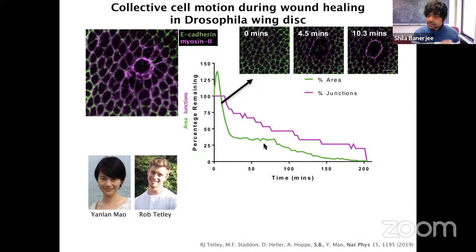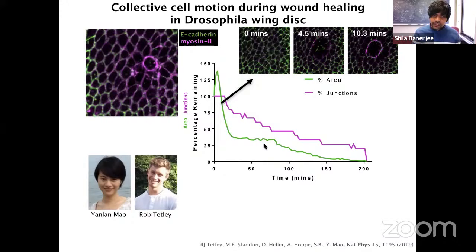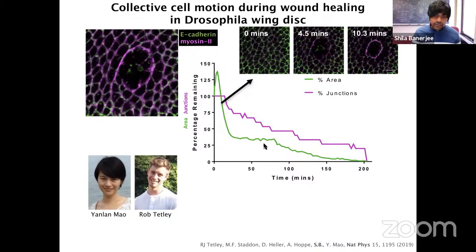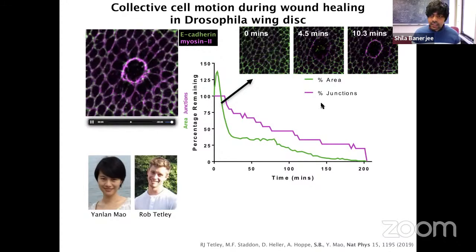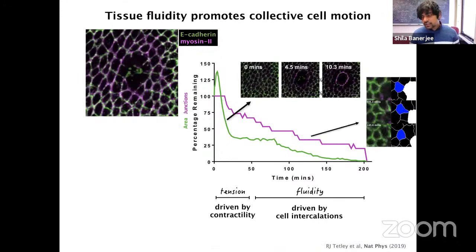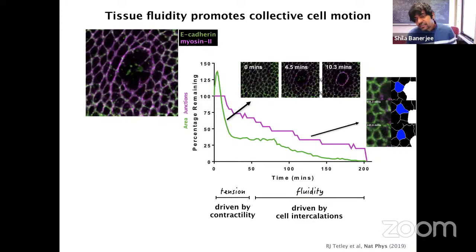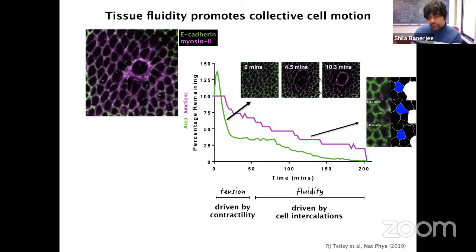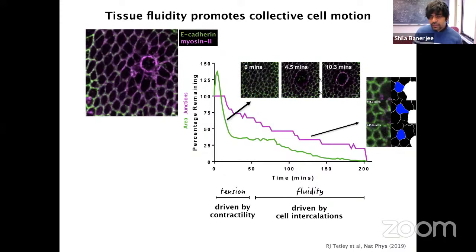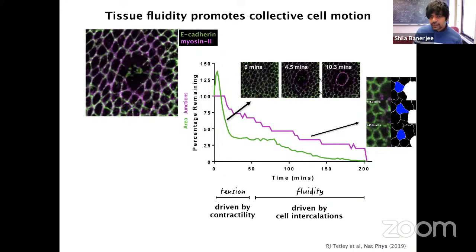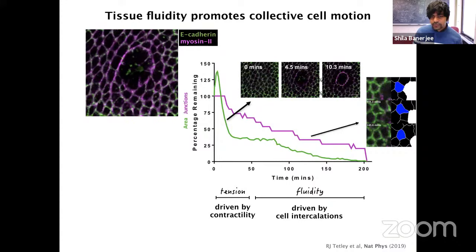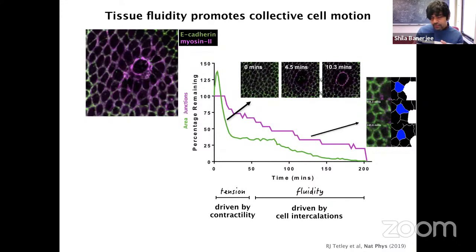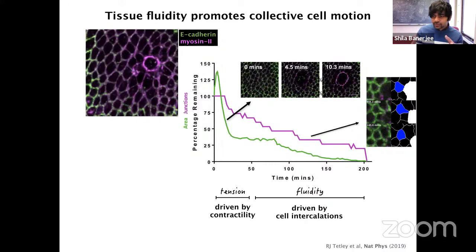In the second half of the closure process, you see rapid cell rearrangements that occur at the edge of the wound, and basically cells intercalate away from the wound edge, right? We call that a fluidity phase. What's really happening is that the cells are rearranging and reducing the number of cells at the wound edge. Okay, so there are two phases. Initially, it is driven by actomyosin tension at the purse string.